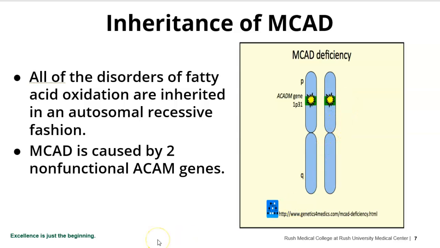So just as kind of a clue, if you're thinking about the inheritance pattern of some disorder that you have no idea what it is, if it's an enzyme and it's not located on the X chromosome, so I'll take that one out, if it's an enzyme, think recessive. If it's something structural like connective tissue, it might be dominant. But if it's an enzyme, it's probably recessive because one copy is probably enough.